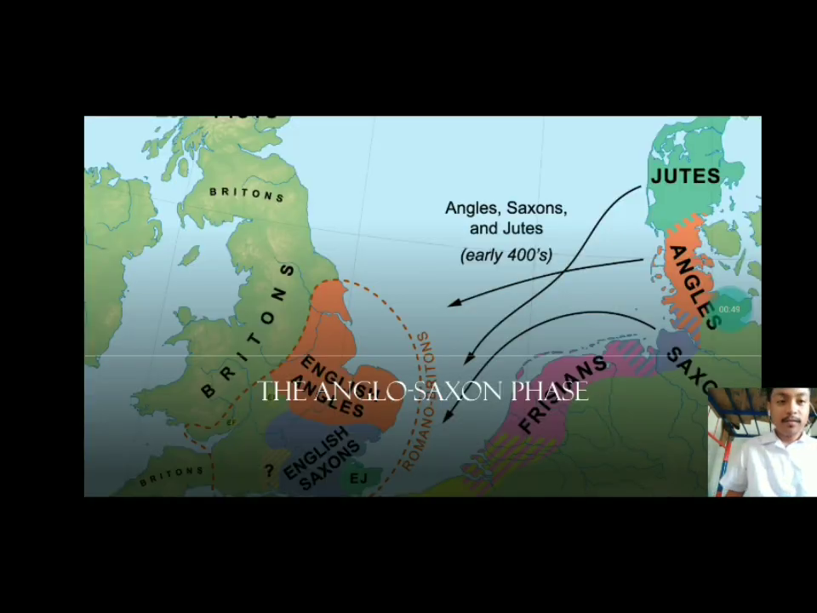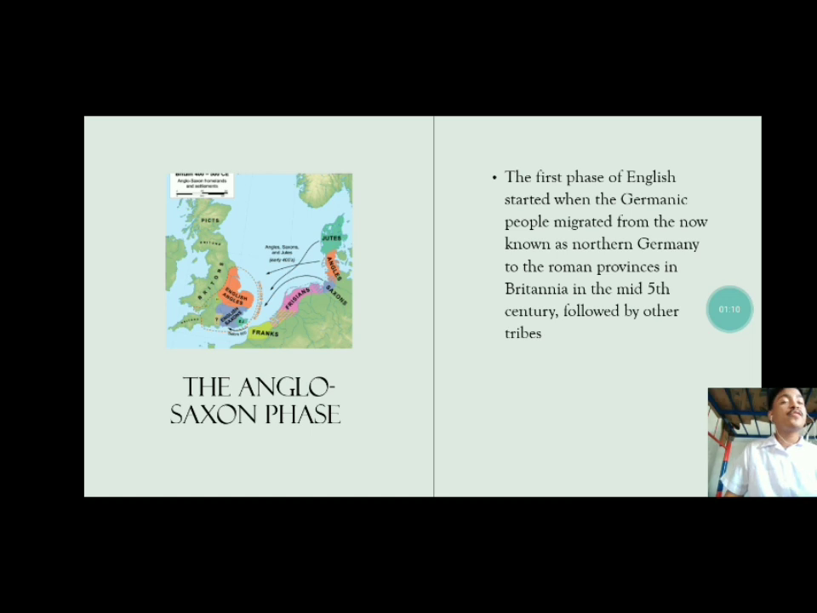So I will start. History of English, researched by me and taught by me. The English language went through three phases, and with these three phases, the English language evolves. So the first phase is the Anglo-Saxon phase, the first phase of English.